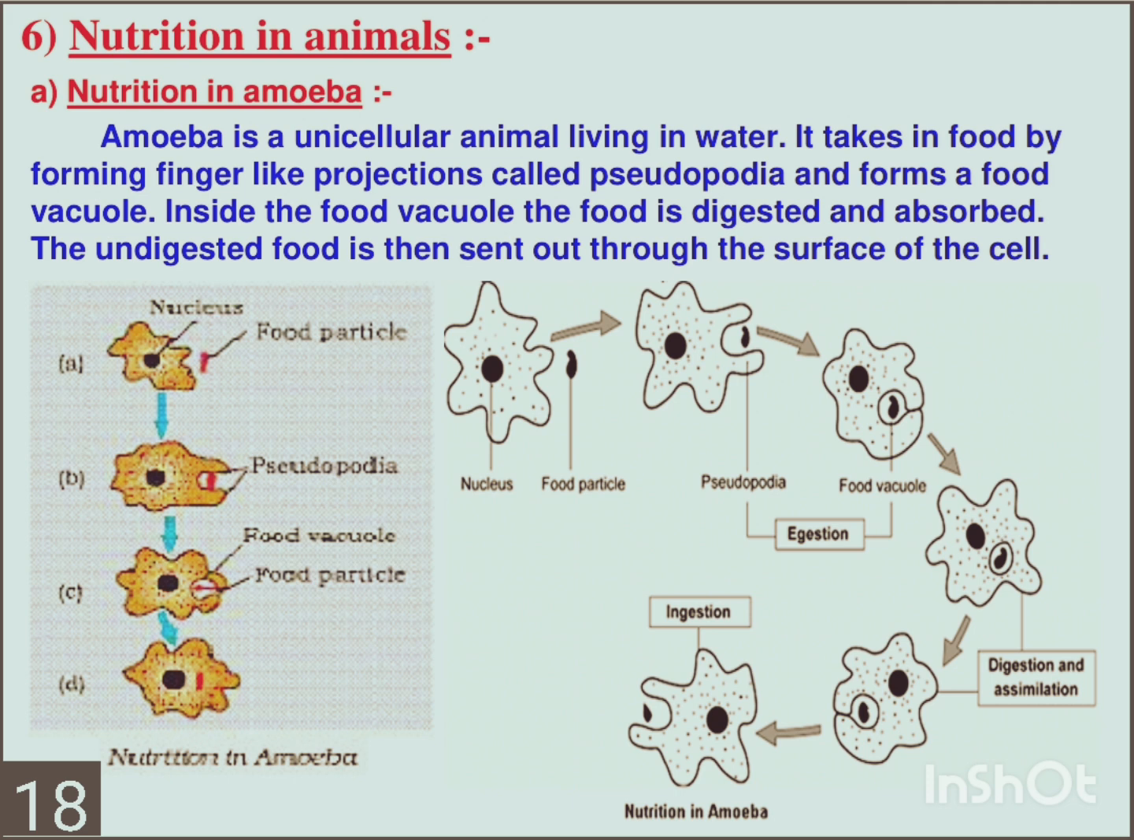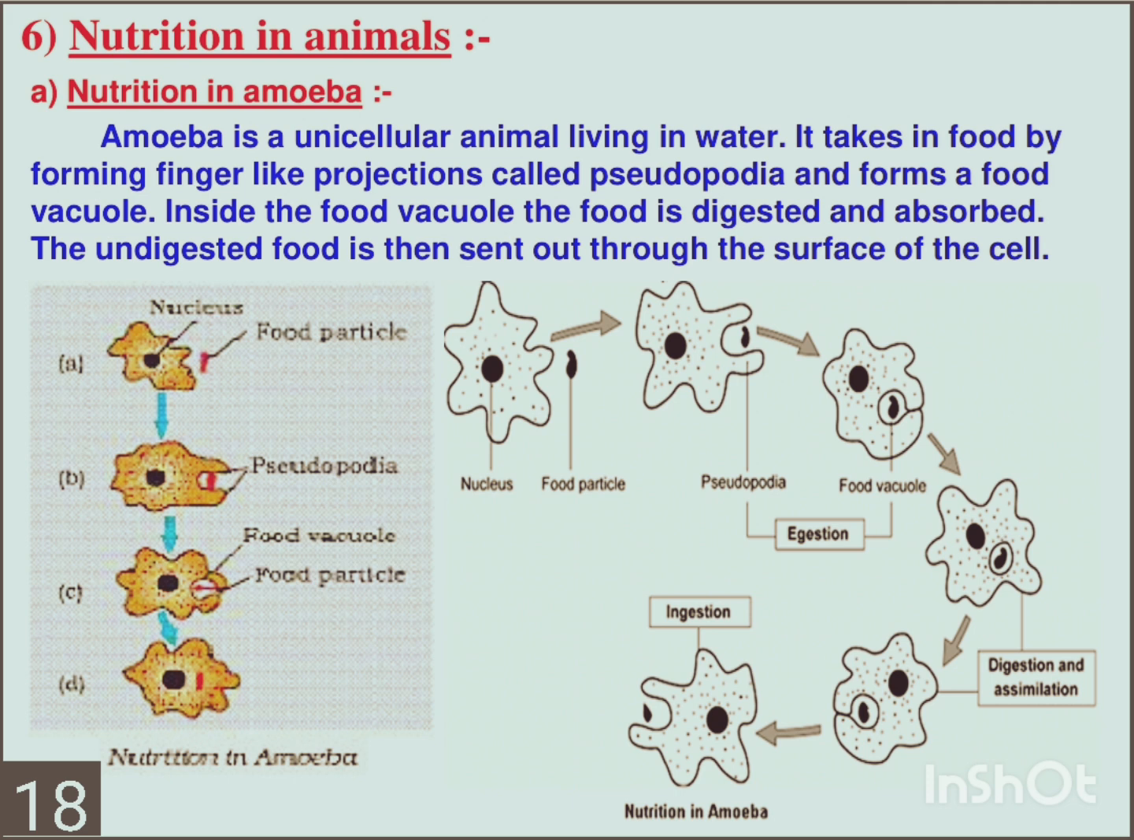Where is it living? It is living in water. Amoeba is a unicellular animal living in water. It takes in food by forming finger-like projections called pseudopodia.